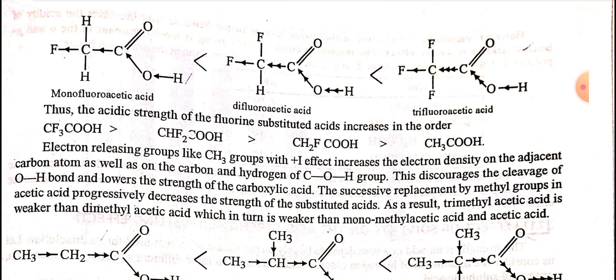Electron releasing groups like methyl groups with plus I effect increase the electron density on the adjacent carbon as well as on the hydrogen of the COOH group. This discourages the cleavage of the OH bond and lowers the strength of the carboxylic acid. Successive replacement by methyl groups in acetic acid progressively decreases the strength of substituted acids. As a result, trimethyl acetic acid is weaker than dimethyl acetic acid, which in turn is weaker than monomethyl acetic acid and acetic acid.